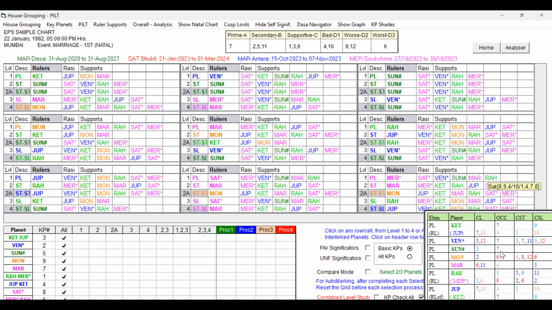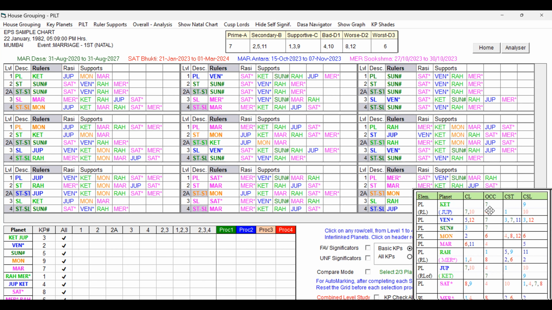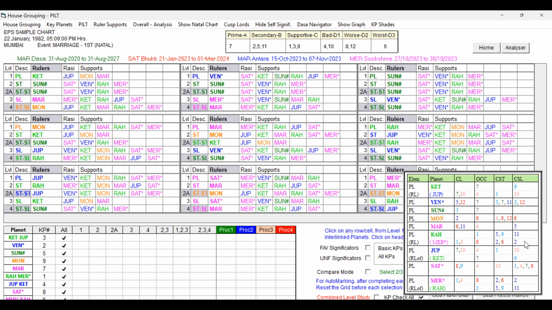Next, step number 2 is the destiny planet. Check the destiny planet. What are the destiny planets? For example, for the event of marriage, it is the 7th lord and the 7th sublord, and if you take it importantly, the 7th sublord. The 7th lord planet is Jupiter. Jupiter is the 7th lord and the 7th sublord is Saturn. You can see the 7th sublord is Saturn, and Jupiter is the 7th lord.